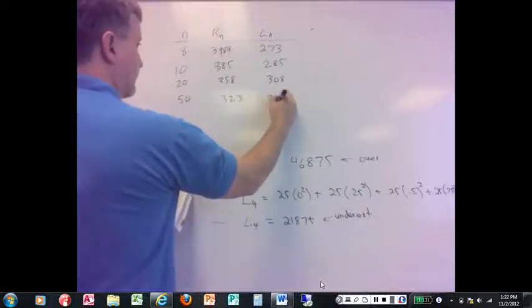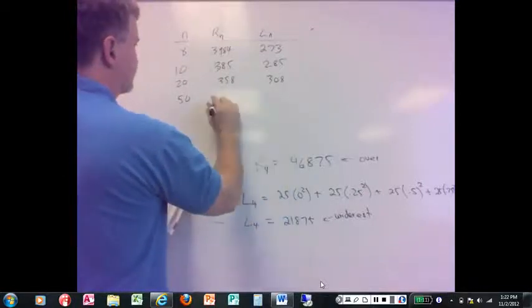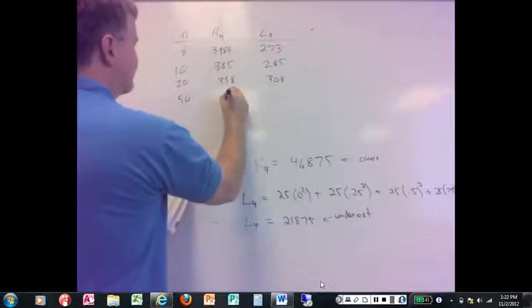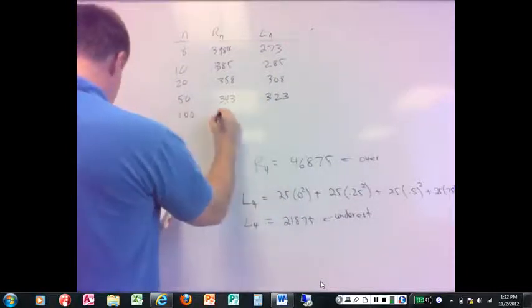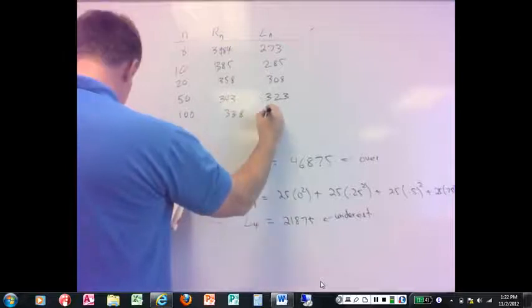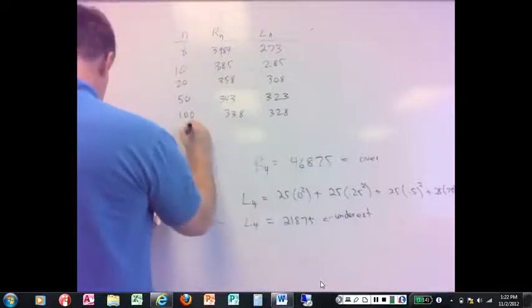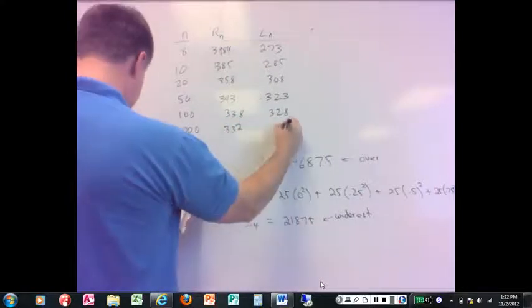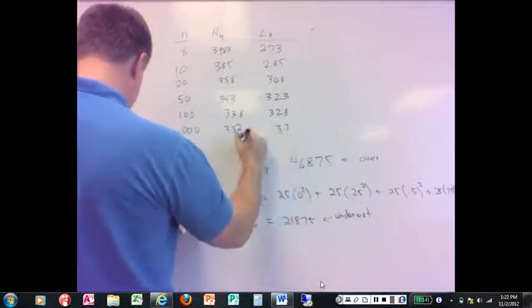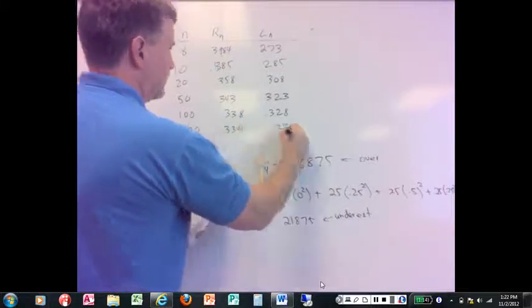Do it backwards again. I should have done this the other way. Okay. All right. 100. Well, it's 0.338 for R, and then 0.328 for L, and then for 1,000, 0.332, 0.33. Well, both of them basically 333. This might be 334. All right.